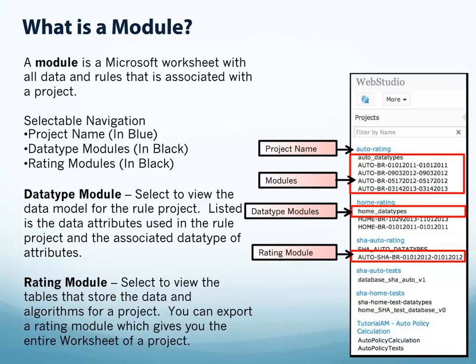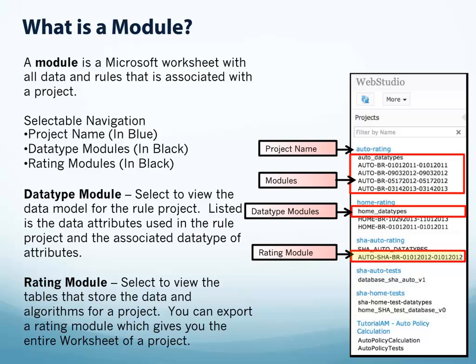In WebStudio, in the Rules Editor view, you can think of a module as any file that is in black under the blue project name. There are different types of modules that may be created specific for the implementation. You'll see in this course that there are modules created specifically for data types, which is the domain model or the data model for a rating project. So in one workbook, you'll have the data model that you'll use to develop calculations and algorithms. And that's also mapped to the application as well.